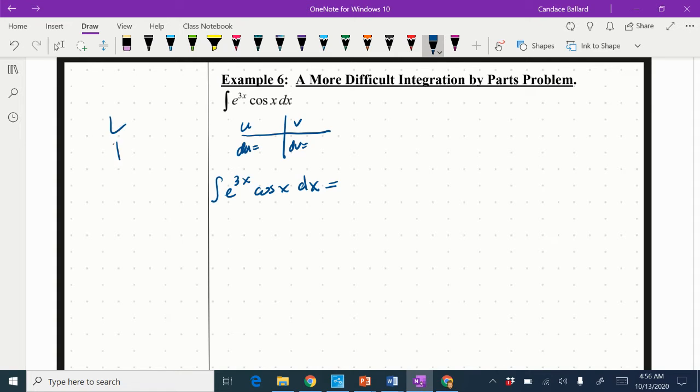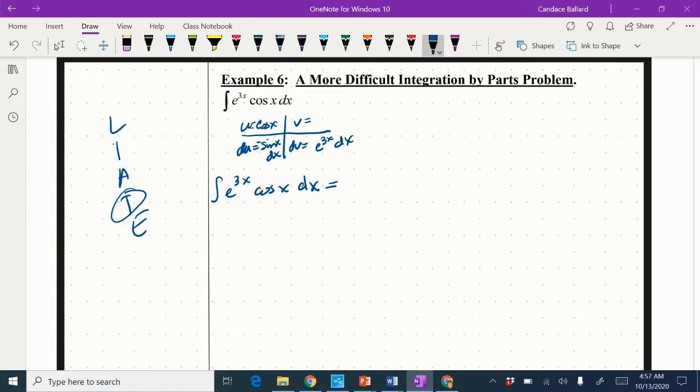And if I do my LIATE, I know that I'm starting with trig, so trig is going to win. So I'm going to know that u is going to be cosine x, which means that du is negative sine x dx. The catch here is that we have the exponential and the trig together. So that's going to be why what happens with this one happens. All right, we're going to look at dv. So dv is this e to the 3x dx. I need to integrate that.